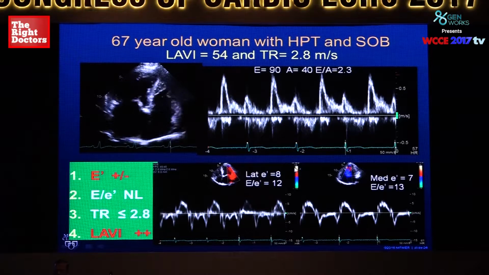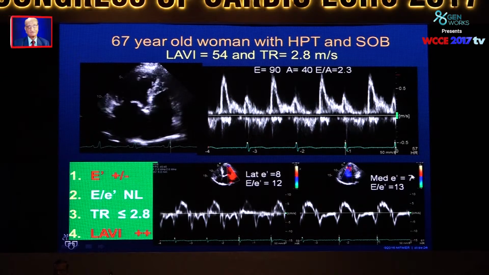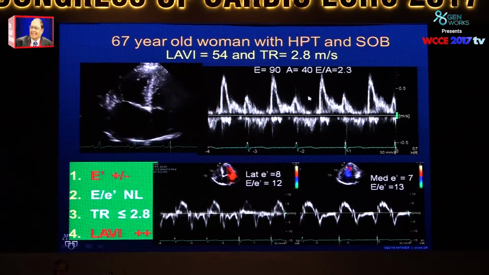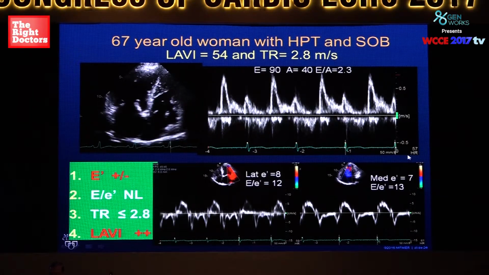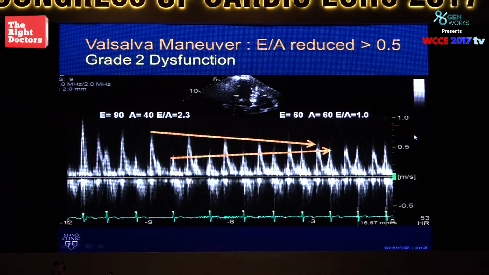This is an individual with two abnormalities. LA volume index is 54, TR velocity is 2.8, it's upper normal though, and then E prime velocity is lateral 8 and medial 7. So it's a sort of half and half. You're not sure which way it's going to go, because if it's abnormal, this is going to be grade 3 diastolic dysfunction. If it's normal, this is truly normal diastolic function. But if you look closely here, in this situation, if you do Valsalva, it's completely opposite. E velocity goes down and A velocity goes up. That's how you detect the grade 2 diastolic dysfunction in that particular patient.